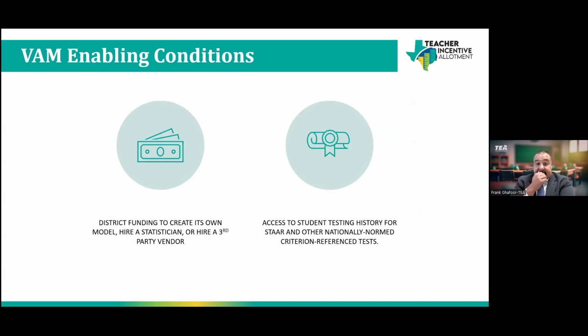Our enabling conditions for VAM: it is going to take district funding. If you want to hire a statistician or a third party to do it, Texas VAM, as I said earlier, is a no-cost option for districts. But if you want to test more than just your STAR subjects, that would be something the district would have to take on its own. That's usually done by hiring a statistician to create a local model or contracting with a third-party vendor. The other enabling condition is access to your students' testing history for STAR and other nationally normed criterion reference tests.